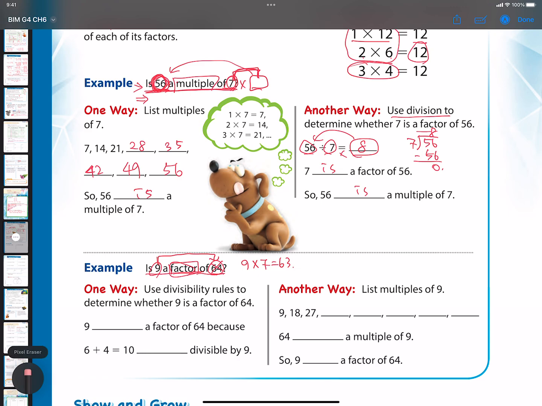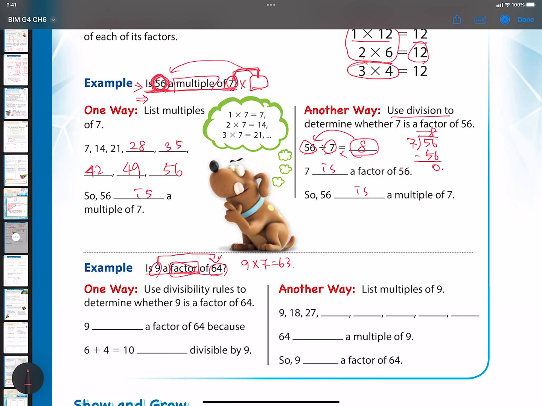Or in other words, yes, 64 is not a multiple of 9. Okay, that's the same meaning, I meant.